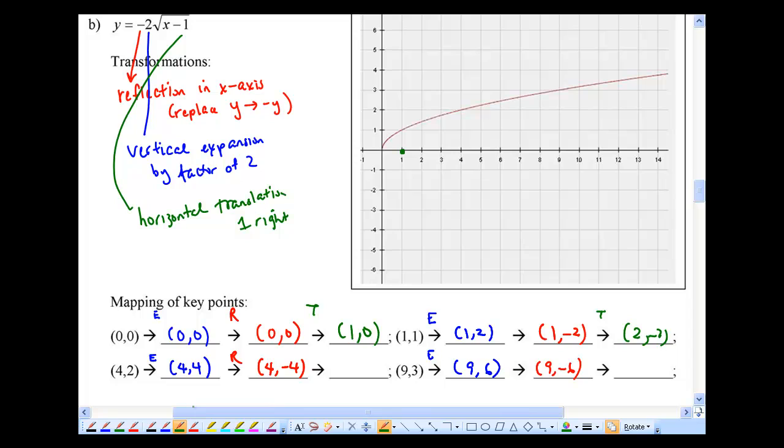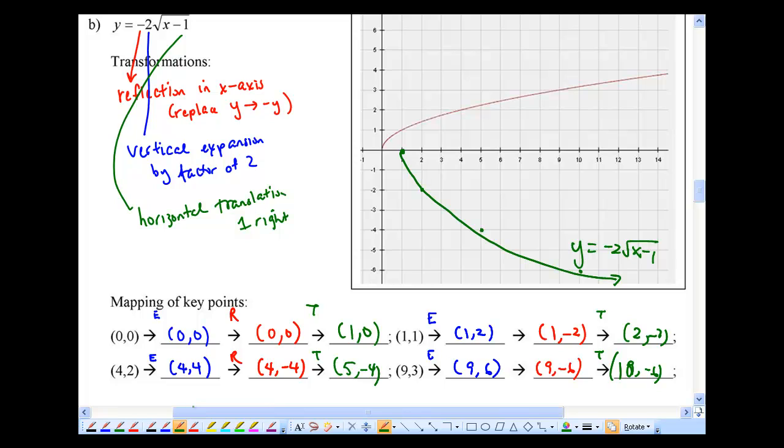2, negative 2. So 2 and then negative 2. Hopefully you can start seeing the doubling of the y values, the vertical expansion. 5, -4, and then 10, sorry, -6. And there's your function: y equals -2 root x minus 1.